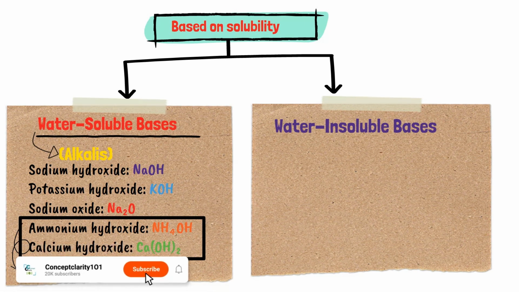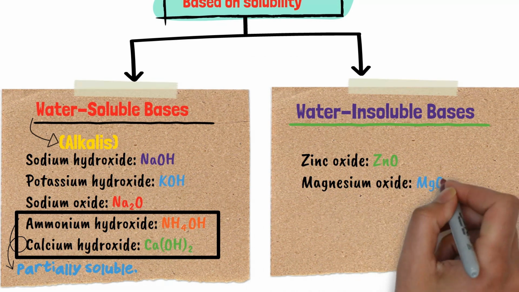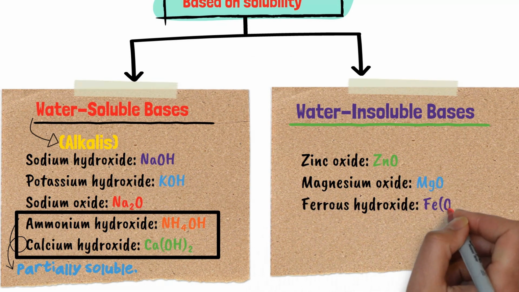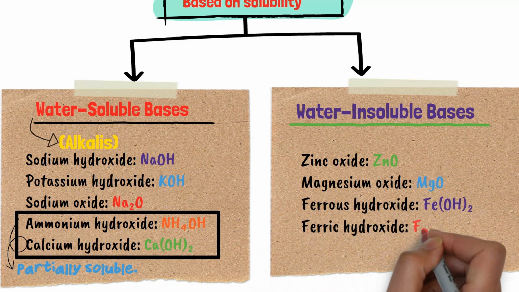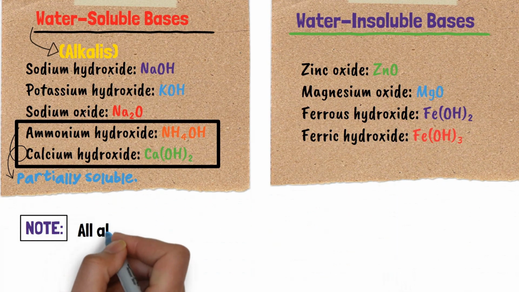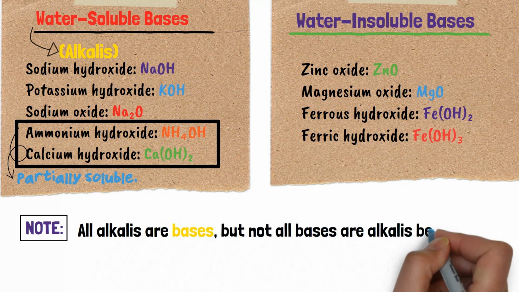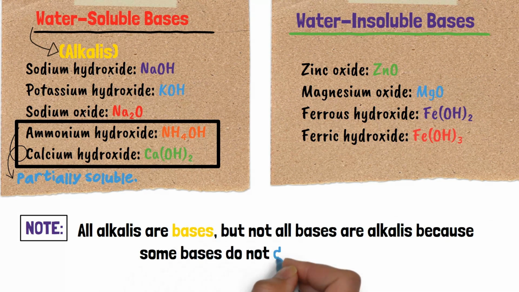Now, water-insoluble bases. These include zinc oxide, magnesium oxide, ferrous hydroxide, ferric hydroxide, and many more. Remember, all alkalis are bases, but not all bases are alkalis, because some bases do not dissolve in water.